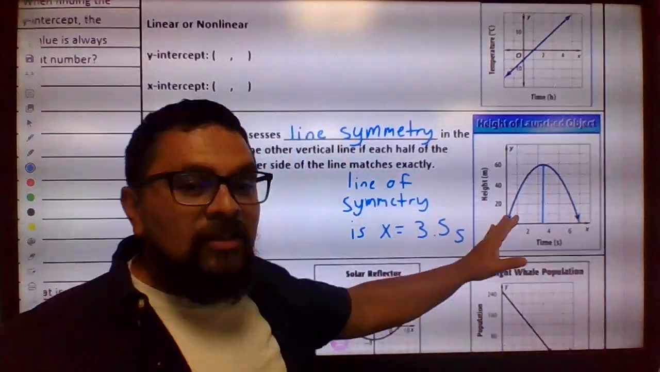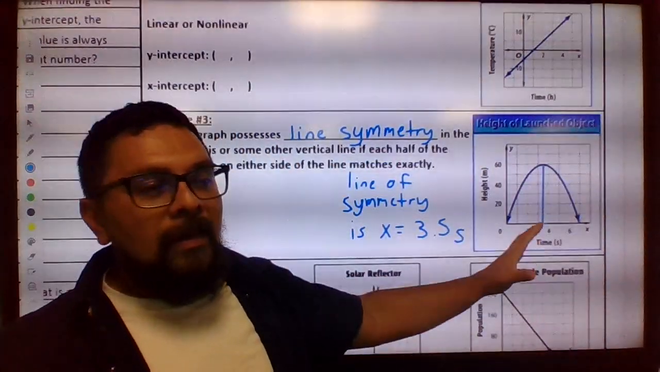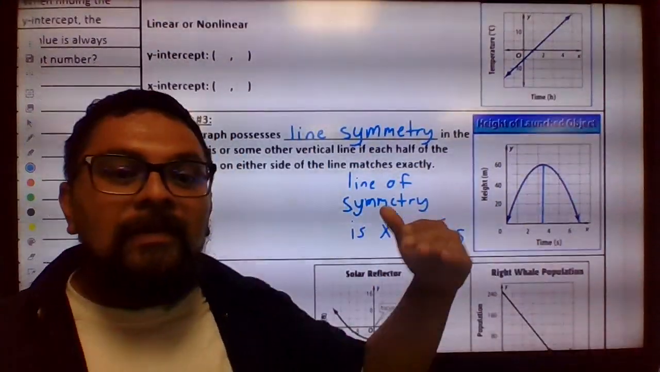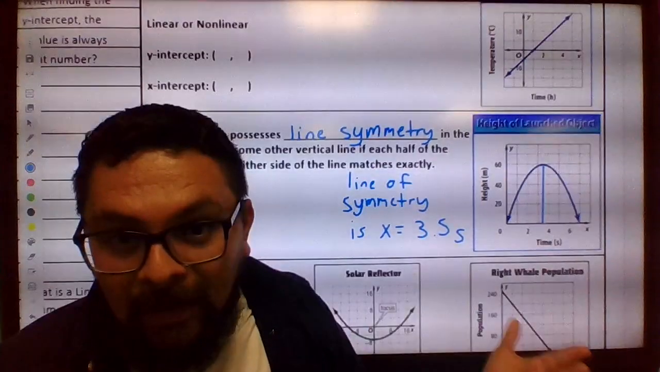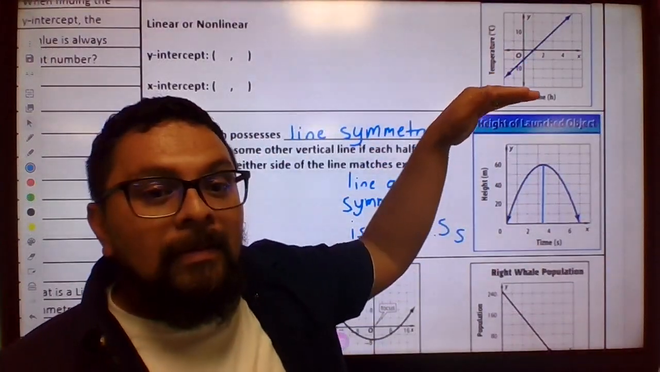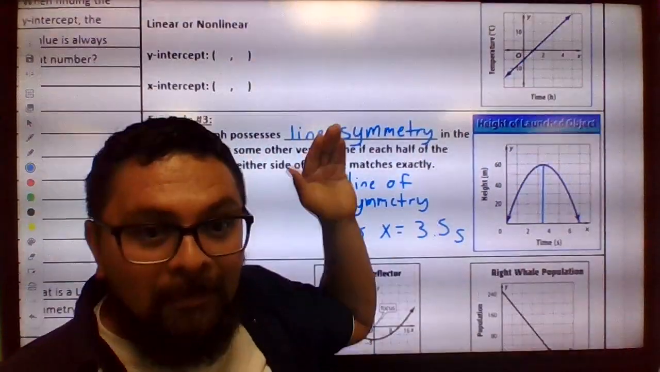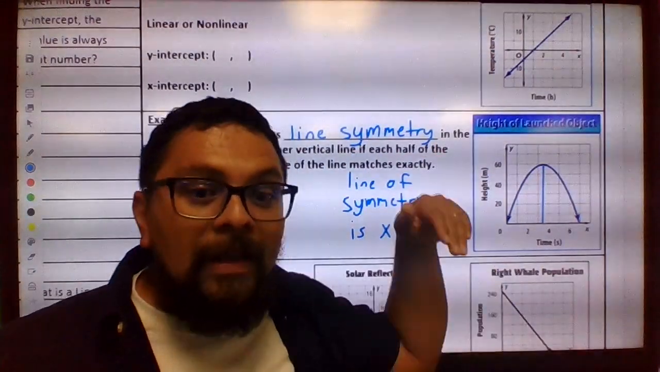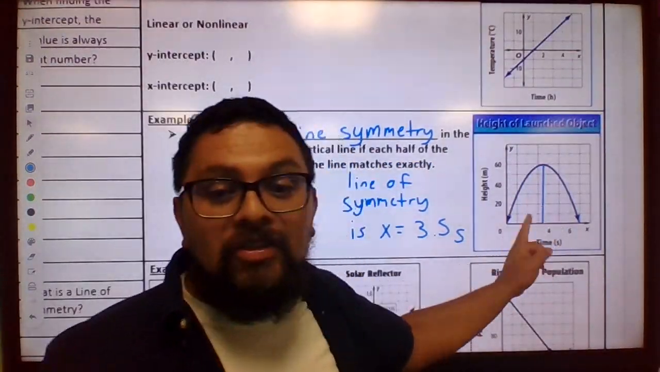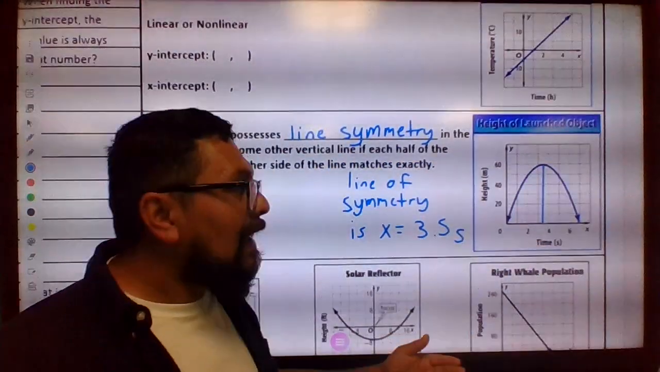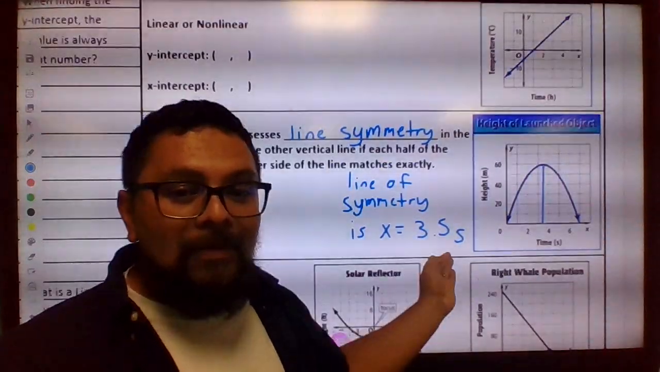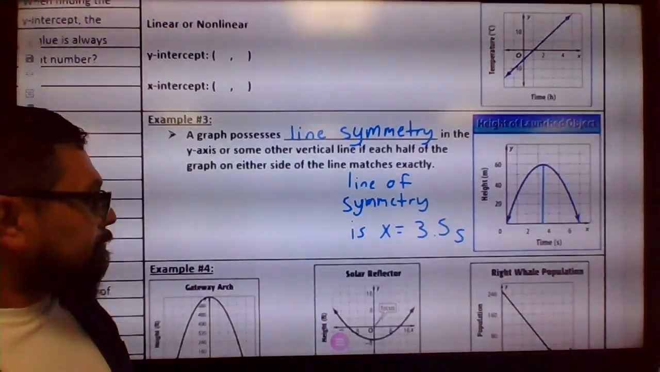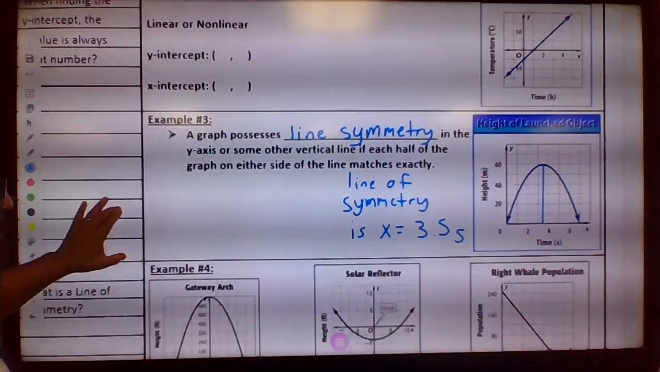Now, this is just an illustration. In the real world, this doesn't happen. When you get to physics, some objects, depending on the mass, go up at a certain velocity and then come down at a certain velocity, so either they're accelerating or not accelerating. So this is just for illustration purposes. In this case, this graph has a line of symmetry at x equals 3.5 seconds. That's what this means. Now let's go ahead and go on to example number 4.